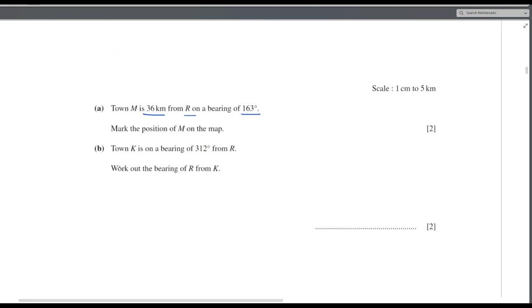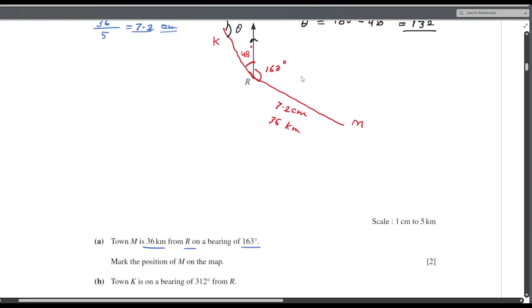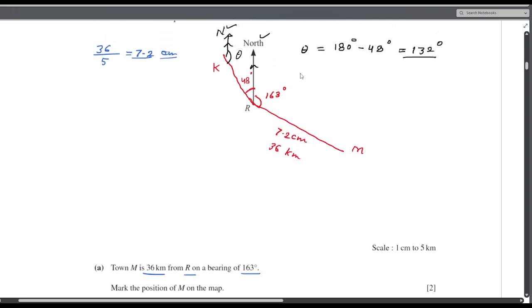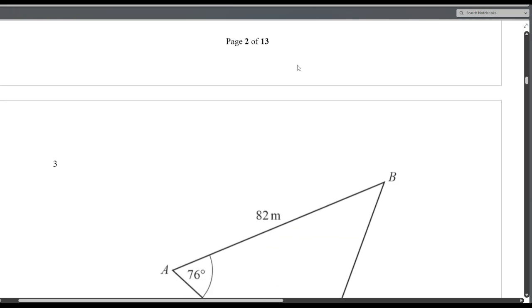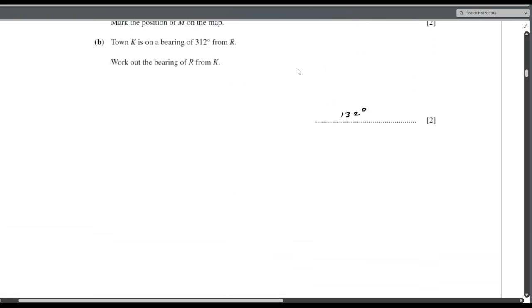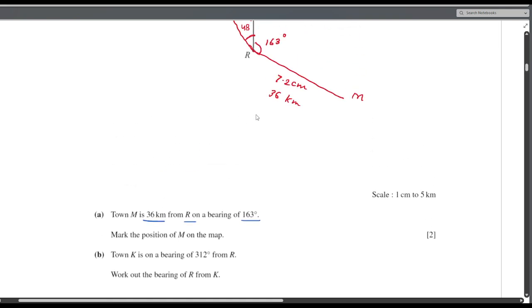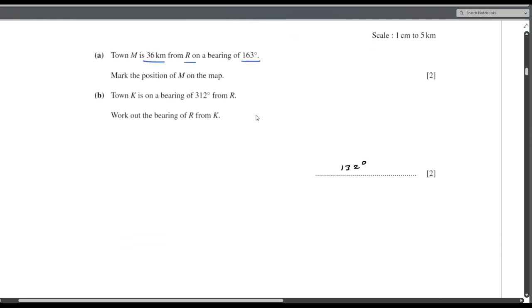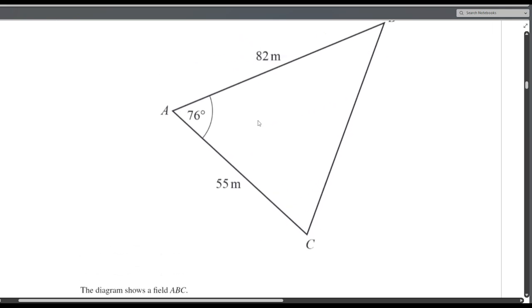Here the bearing of R from K is 132 degrees. Always bearing should be written in 3-digit format. So theta is 132 degrees. Now question number 3. In question number 2, the problem is related with a scale drawing and finding the bearing. Now question number 3, calculate BC.